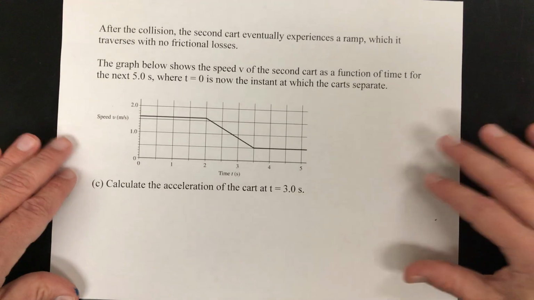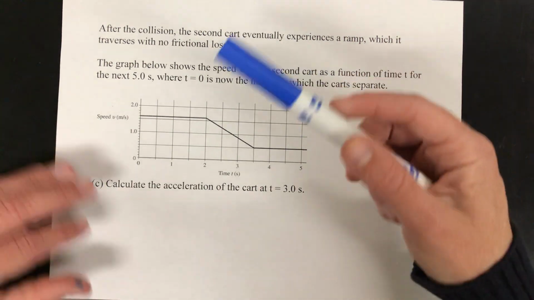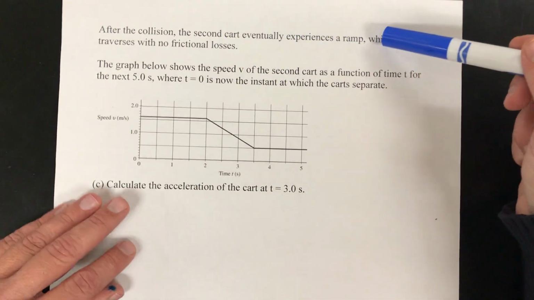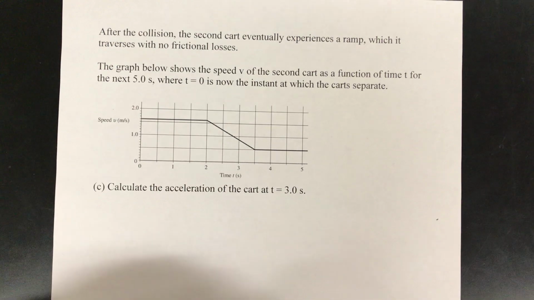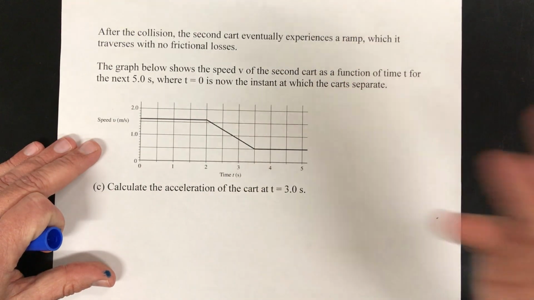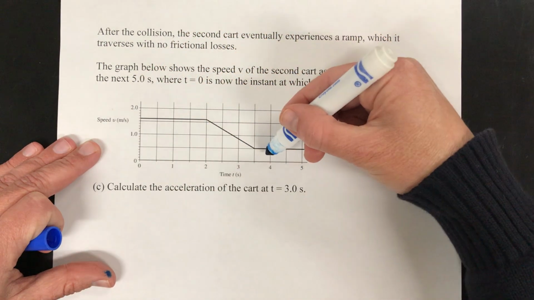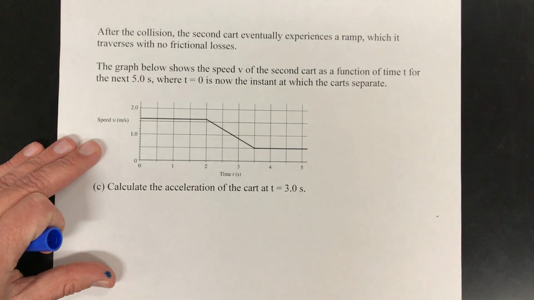All right, so next part here. Now, that was all this unit, which is momentum and impulse. Now the rest of this is kind of review. So they say after the collision, the second cart eventually experiences a ramp, which it traverses with no frictional losses. So the graph below shows it going up that ramp. So it had some speed until it hit the ramp, and then it slowed down. Then it must have gotten to the top of the ramp there.